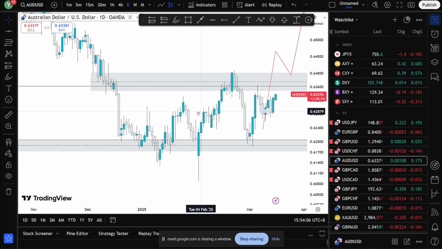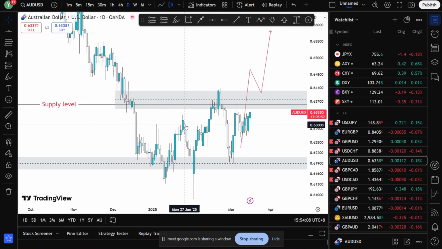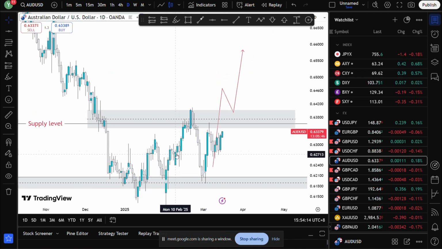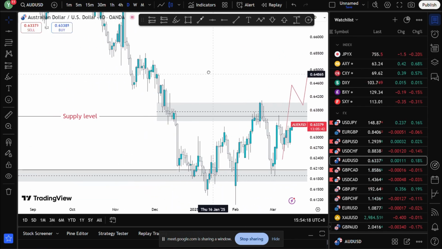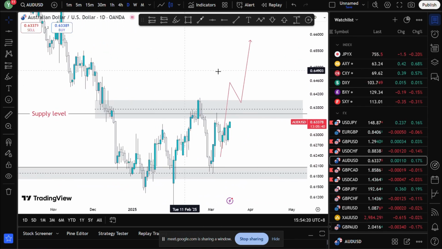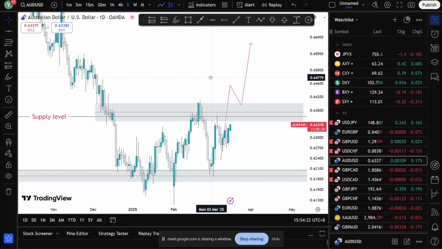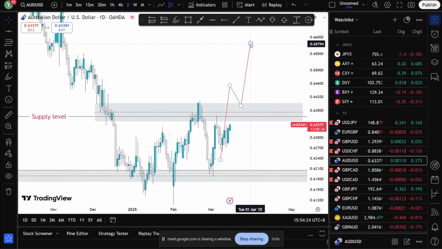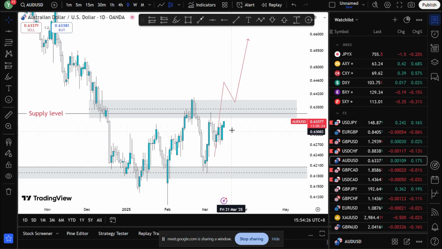For now you can see that the price reacted to this supply level and went down, and it has been ranging here for a while. So now we are waiting for the price to hit back up here first. We wait for the price to break past this supply level before we enter the trade. Alright, so that is AUD USD. You can see the price is going to go up, but I'm not sure about that. We will just wait and see how the price reacts to this zone.